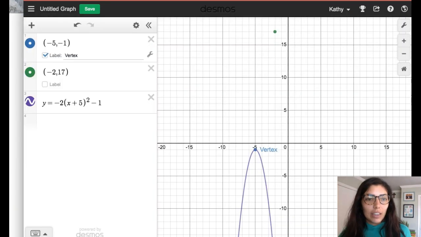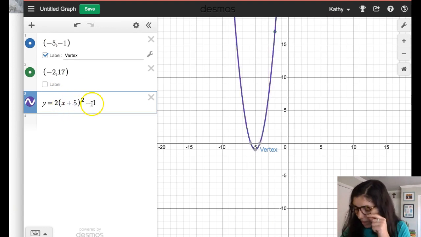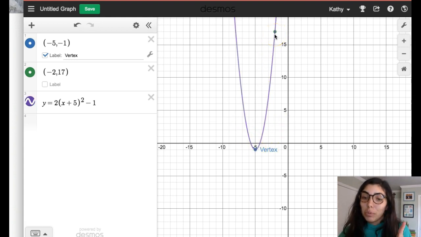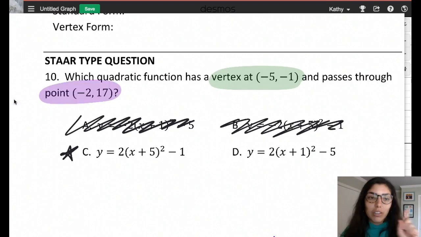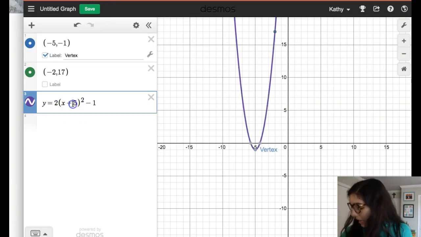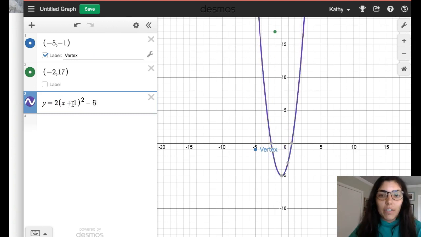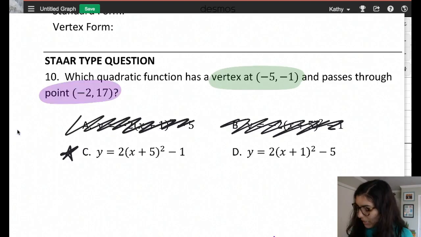Let's try C. This one just has a 2 in the front, and then a +5 and a -1. All right, let's see. Oh, snap. That has the correct vertex and goes through the point. Looks pretty good. We'll keep that one as a potential answer choice, but let's just eliminate D before we're totally done. That has a +2, and then a +1, and a -5. Okay, that one doesn't even have the right vertex, nor does it go through the point. So we know that it's definitely not D.